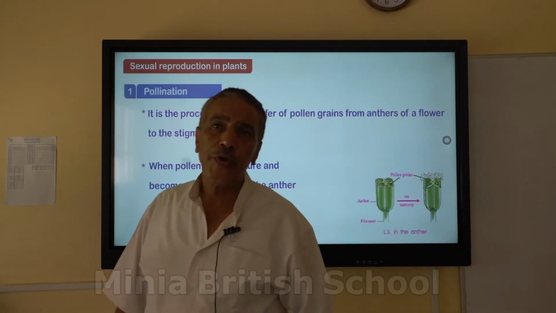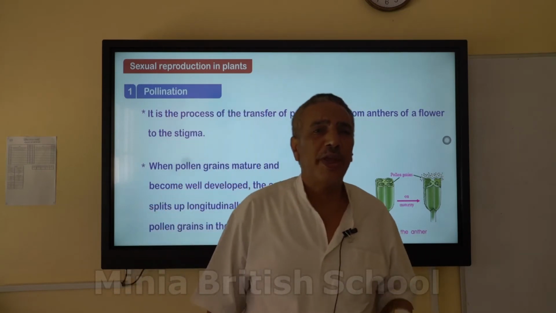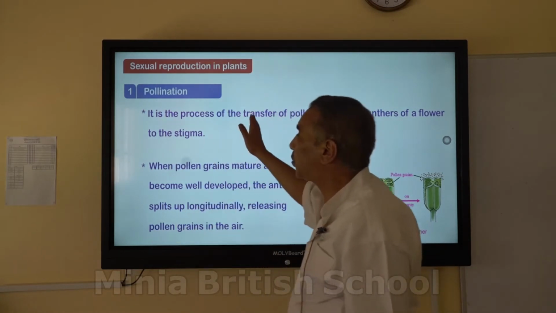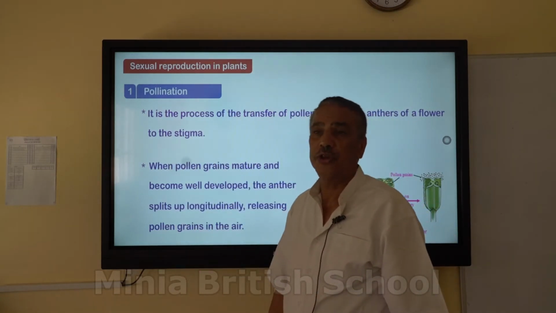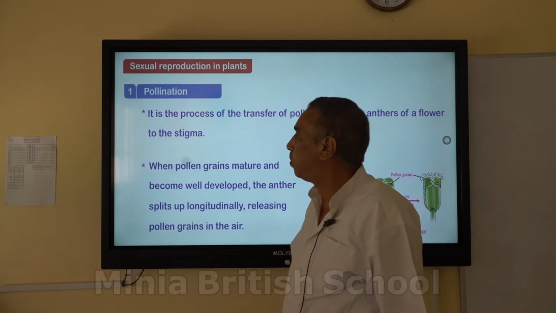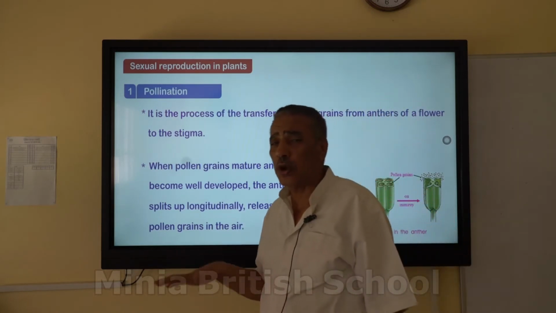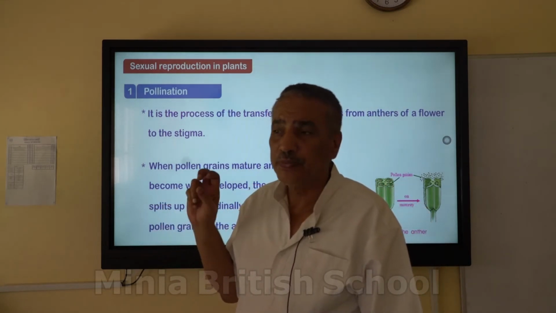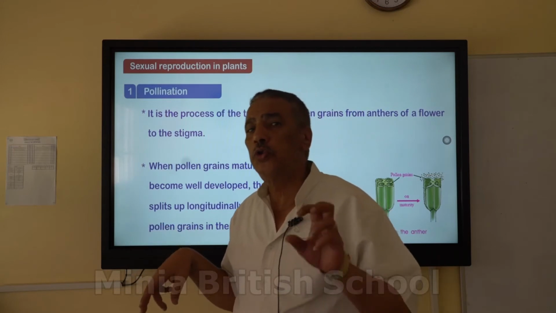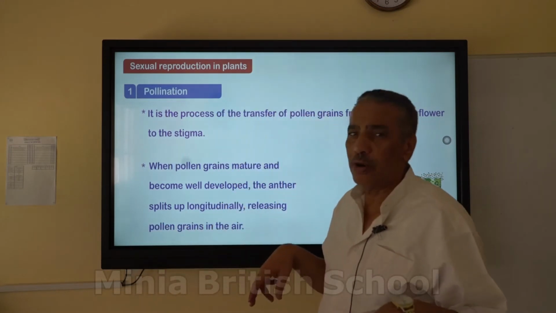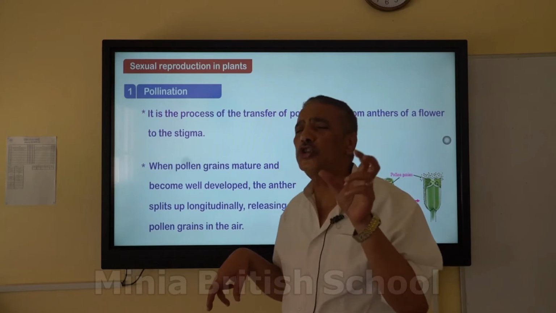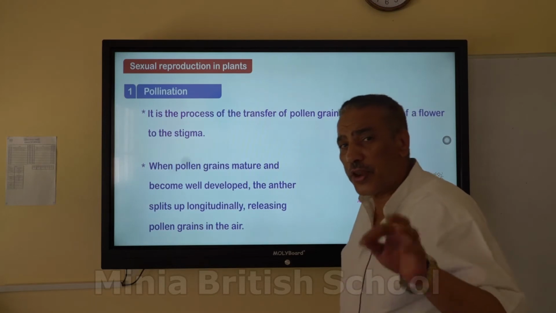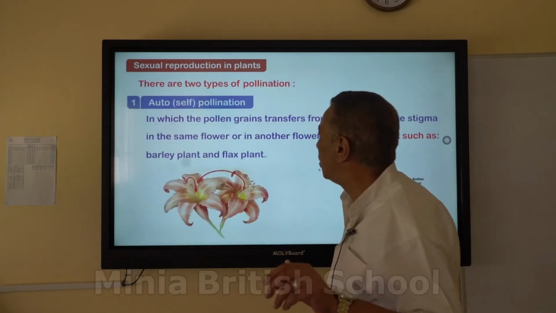Now we'll take the first step of reproduction in the flowering plant. This first step is pollination. Pollination generally is the process of transferring the pollen grain, which is the male sex cell of the flower, to the stigma, the female organ. Just transferring it is called pollination. Transferring of pollen grain from the anther of the flower to the stigma is called pollination.